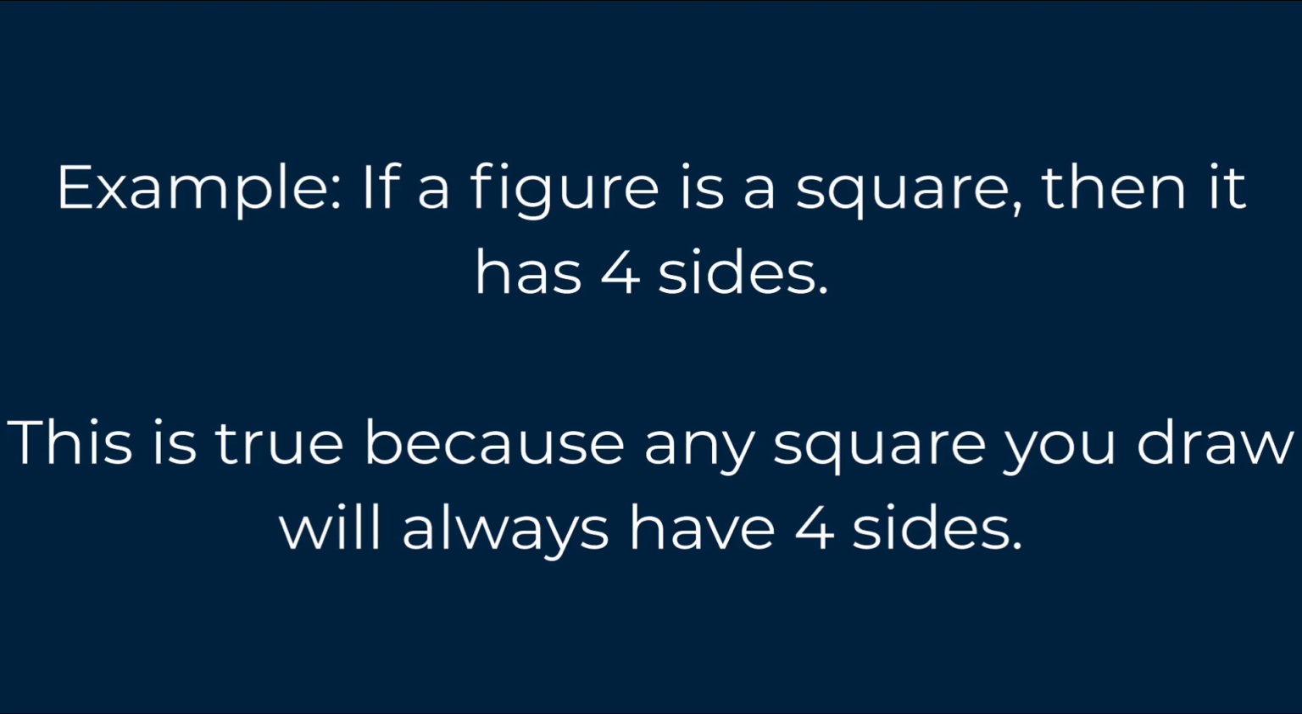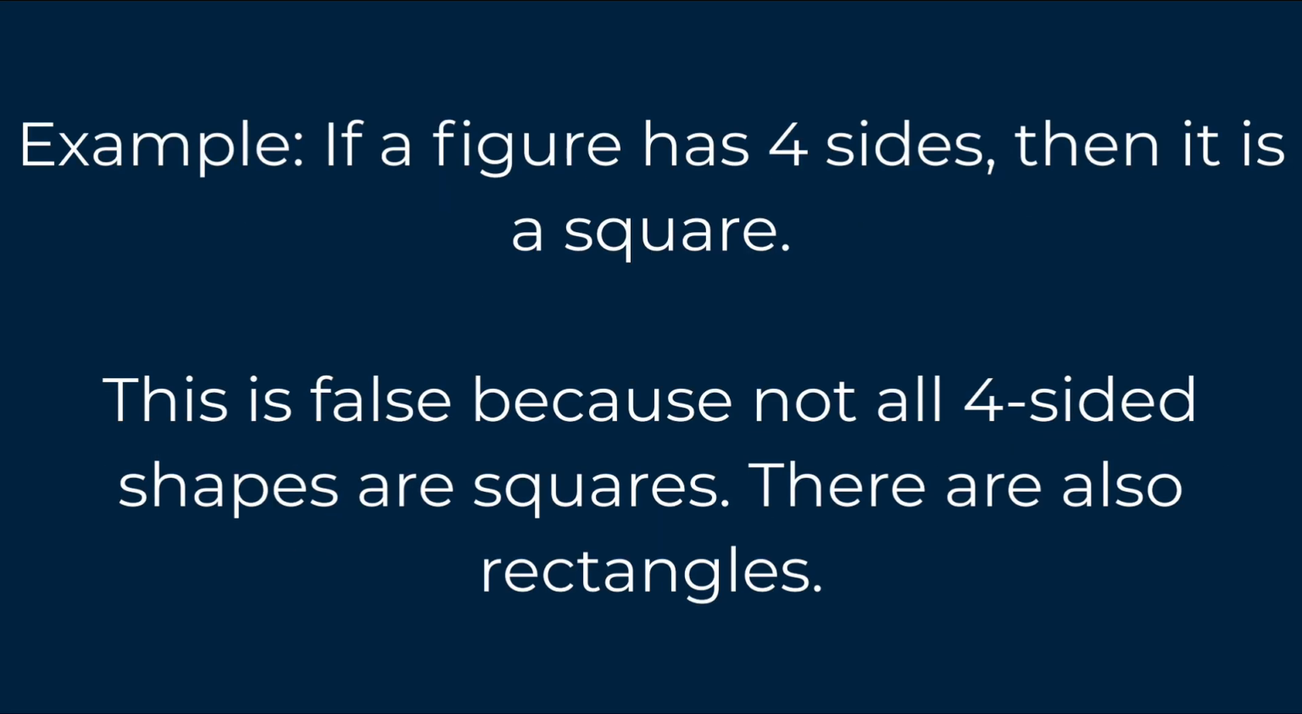Well, this is true because any square you draw, if you go and draw a square right now, no matter the size of it, and no matter at which angle you draw it in, it will always have four sides because a square is a polygon with four sides.